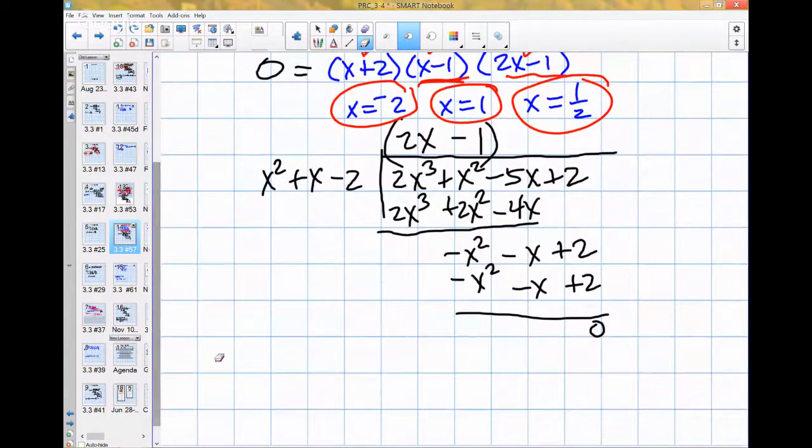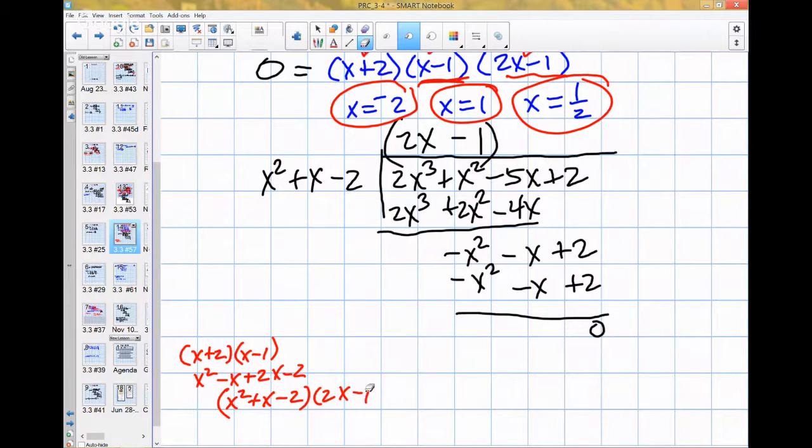All right, what's x plus 2 times x minus 1? Let's just do this one first. X times x is x squared. X times negative 1 is negative x. 2 times x is 2x. 2 times negative 1 is negative 2. That's x squared plus x minus 2. And then we have to multiply that by 2x minus 1. See where I'm getting those from the very top of the page. And that should equal this thing we started off with right here.